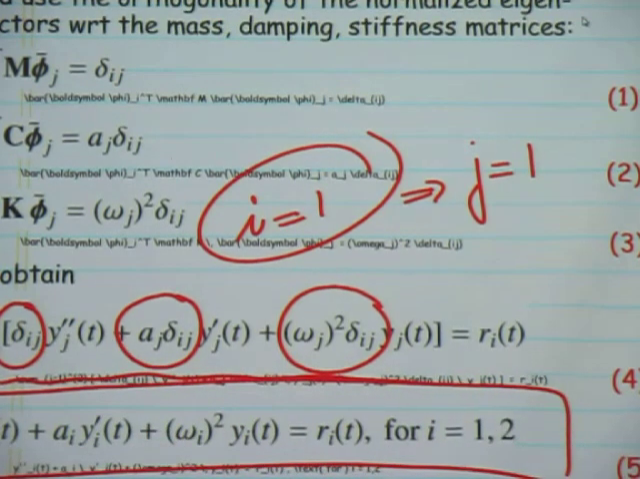Can you remind me again what the A is? Oh, the A here is the modal damping coefficient. The modal damping coefficient. Yeah, modal. It's coming from the projection of the damping matrix.